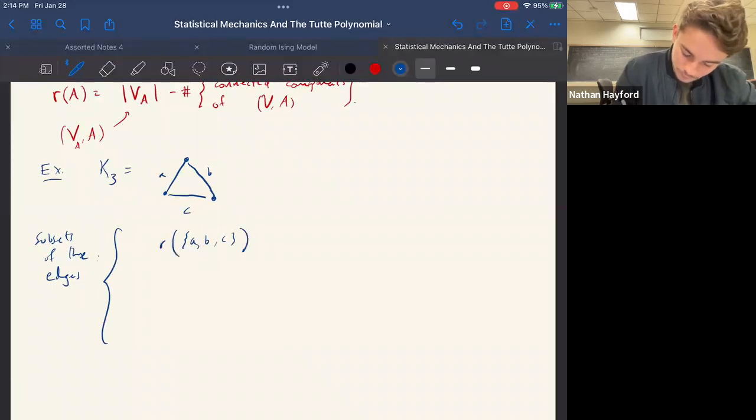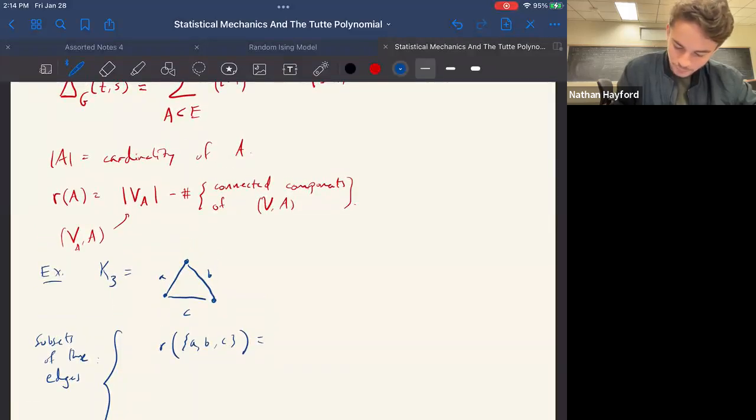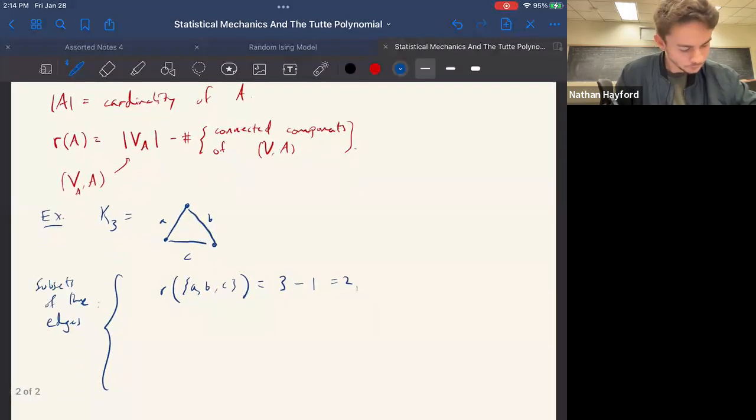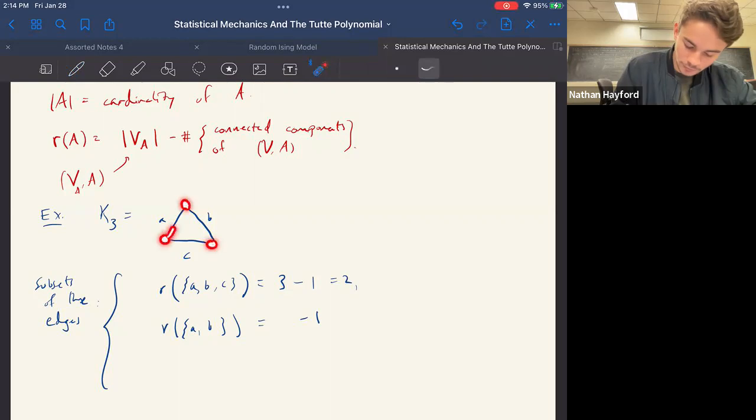What is R of ABC? I take the cardinality of the vertex set. The vertex set of this graph is all of the vertices, and there are 3, so that's going to be 3. Minus the number of connected components. There's only one connected component of this graph, so minus 1, which is 2. R of AB is another subset of the edges, so I just take this edge and that edge, and it's again connected. So minus 1 here, and the number of vertices is again 3 because I have this vertex and this vertex and this vertex included in the graph. So 3 minus 1 again, which is 2.